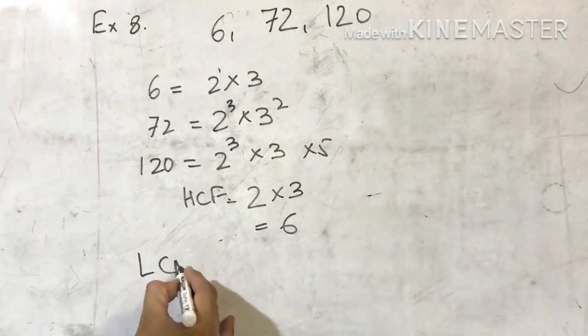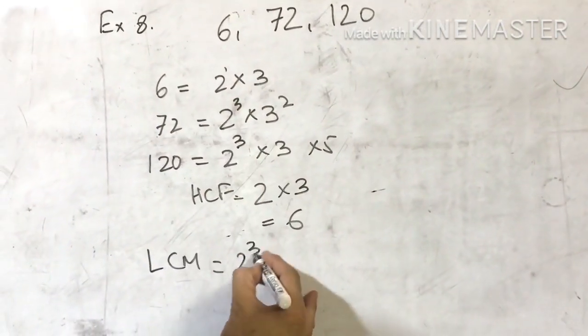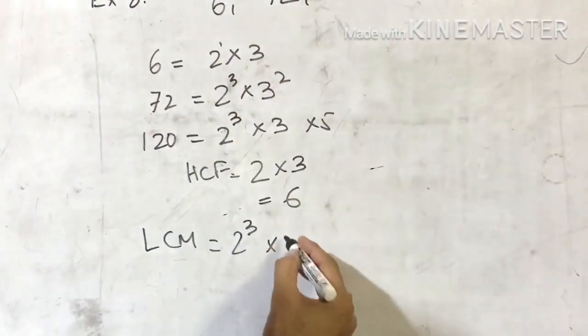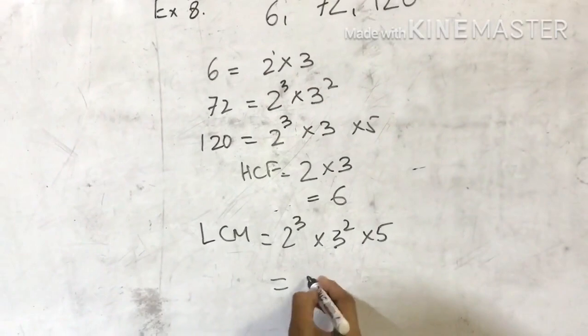Find the LCM. From these 2, the highest power you will take. Similarly in 3, the highest power is 3 to the power 2. And the number which is left, you have to also take that number.